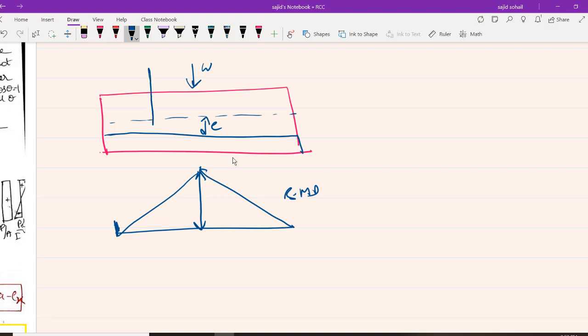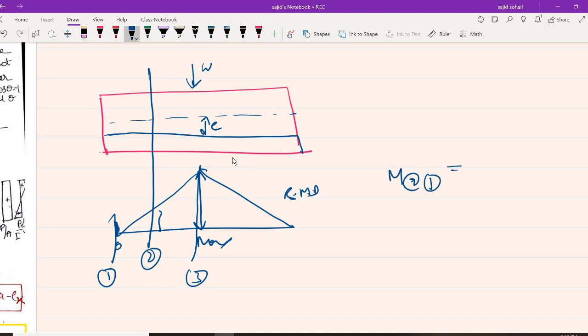And if you are taking a section somewhere in the middle, we will have bending moment somewhere between 0 and the maximum value. Let us say this is section 1 at support, this is section 2 and this is section 3. Let us try to understand what is happening. What is moment at section 1? How much is the moment near the support? It is 0.